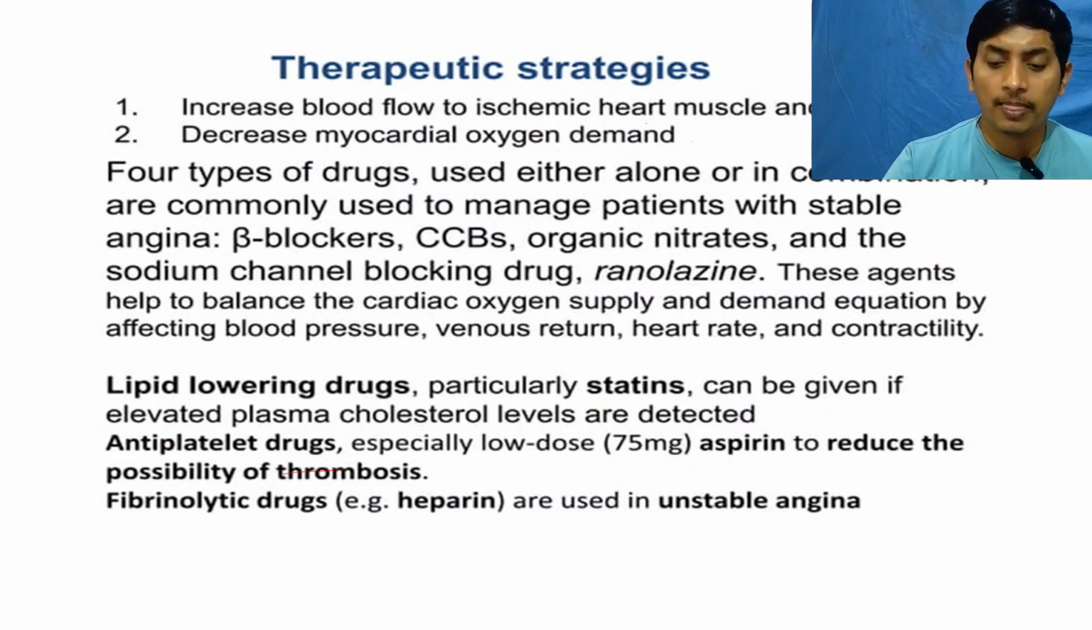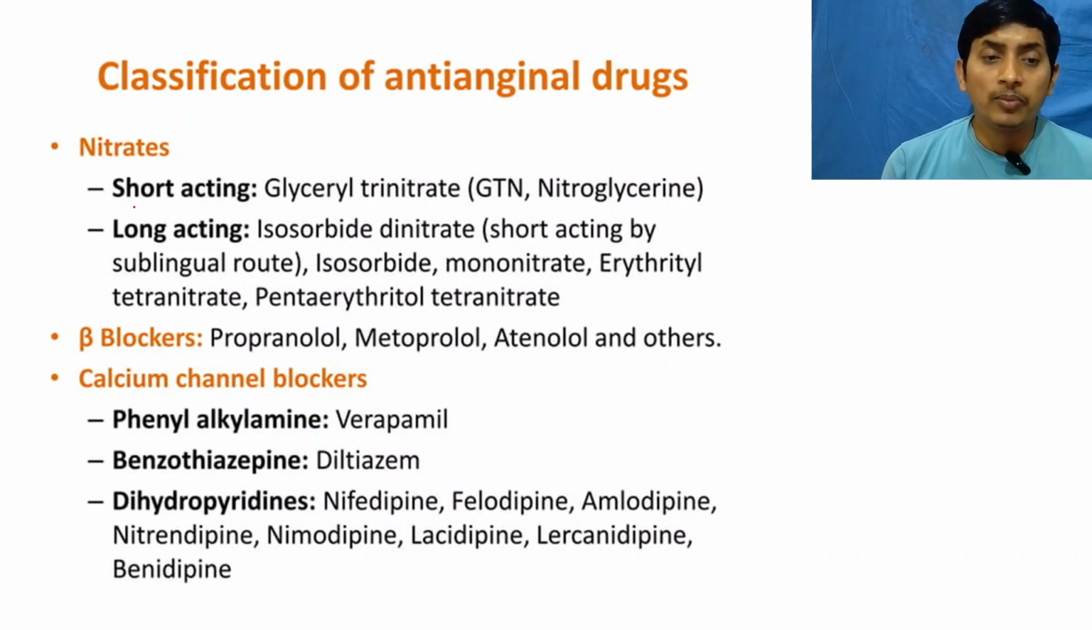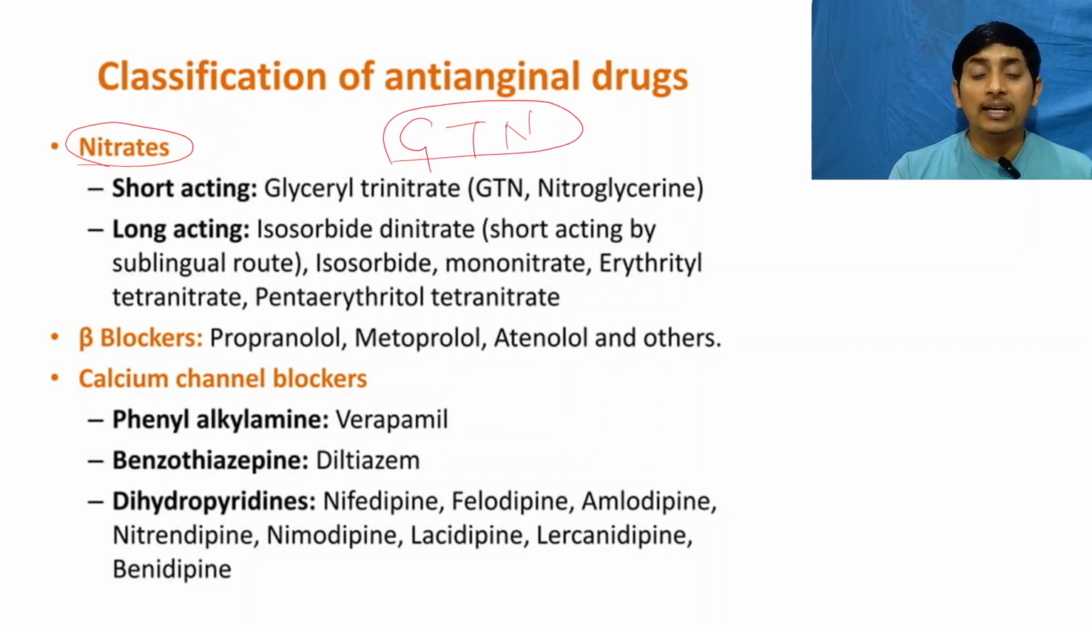If you see the classification of anti-anginal drugs, first we will see the nitrates. Nitrates means GTN, glyceryl trinitrate, or nitroglycerin tablets. These are mainly available in sublingual form, as the drugs are lipid soluble, so the patient has to keep the tablet below the tongue. When a patient experiences chest pain, at that time they have to take it, and for prophylaxis also we are giving GTN.